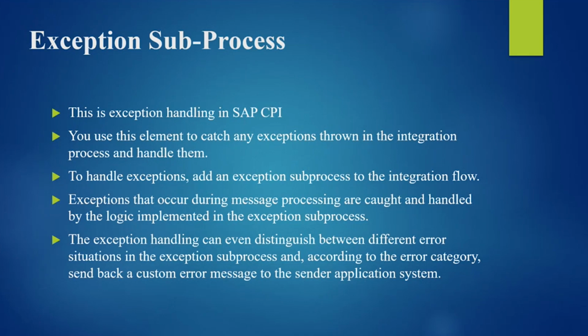Basically, in CPI, we have a sub-process. By sub-process, we mean that we have a main integration flow, and then we have a little process that is inside of that integration flow. That is exception sub-process. So usually we declare this exception sub-process.